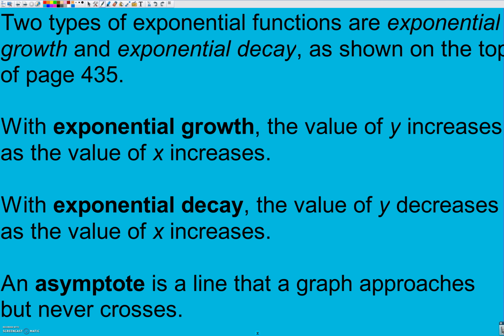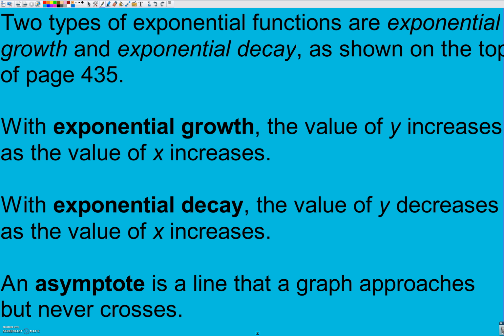Two types of exponential functions are exponential growth and exponential decay, and those are shown on the top of page 435. If you look at the top of page 435, the blue line is your exponential growth, because as we go from left to right, it's growing, it's getting bigger. The red line is your exponential decay. As we move from left to right, it's decaying, it's getting smaller, it's breaking down, and getting closer and closer to zero. These are never going to touch zero.